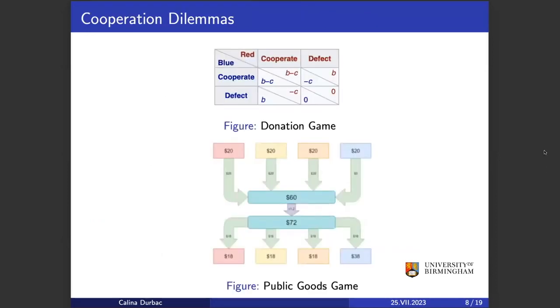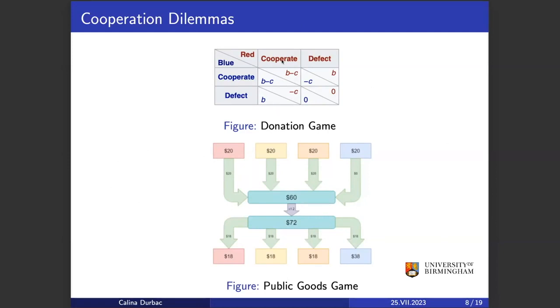Now, I mentioned that we looked at two cooperation dilemmas. We looked at the donation game and the public goods game. In this slide, I will talk you through what these two are and why they make sense. So basically, the donation game: if you look at it and think it looks like the prisoner's dilemma, well done. It is kind of the prisoner's dilemma. It's a generalized version of the prisoner's dilemma.